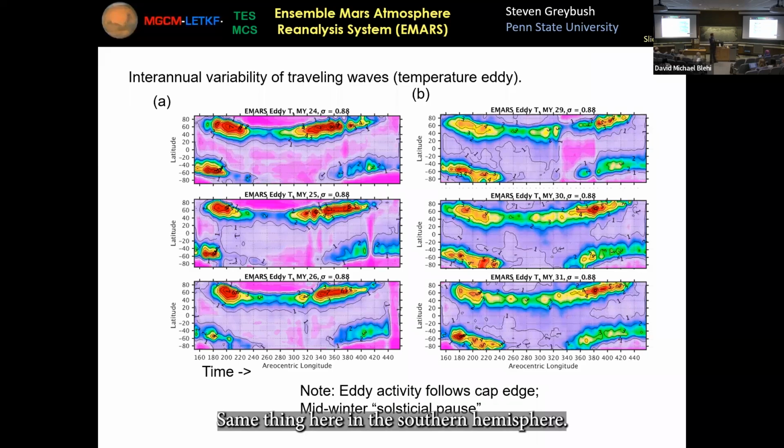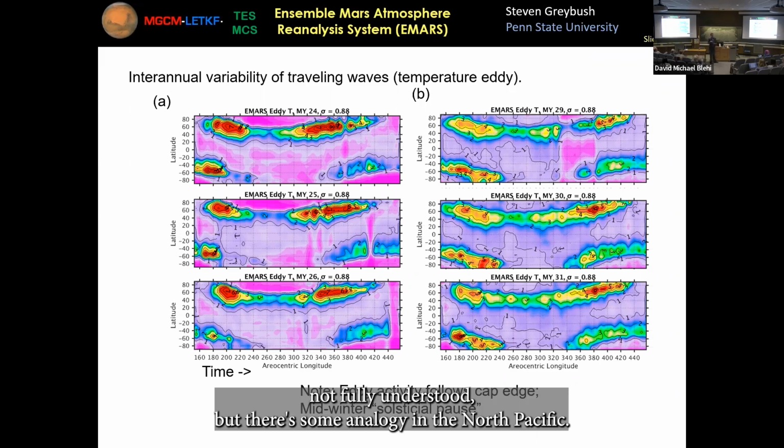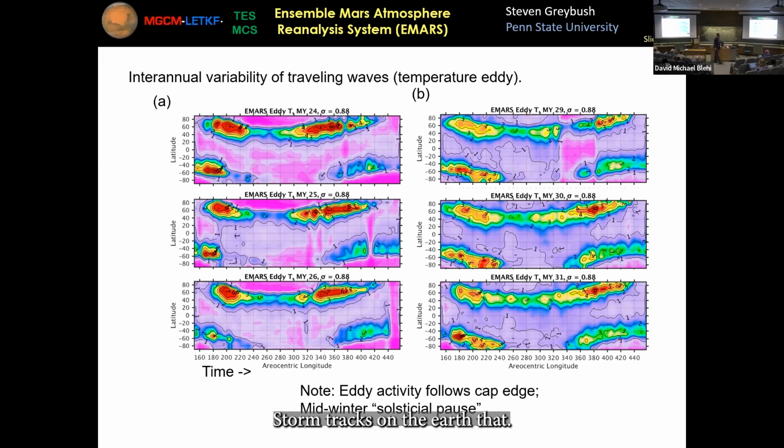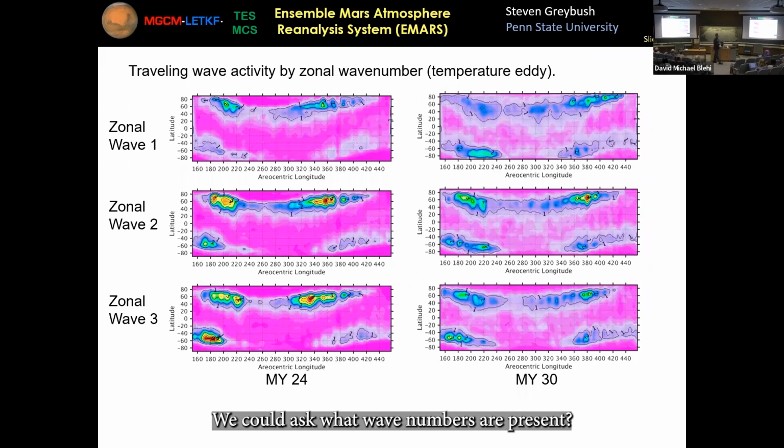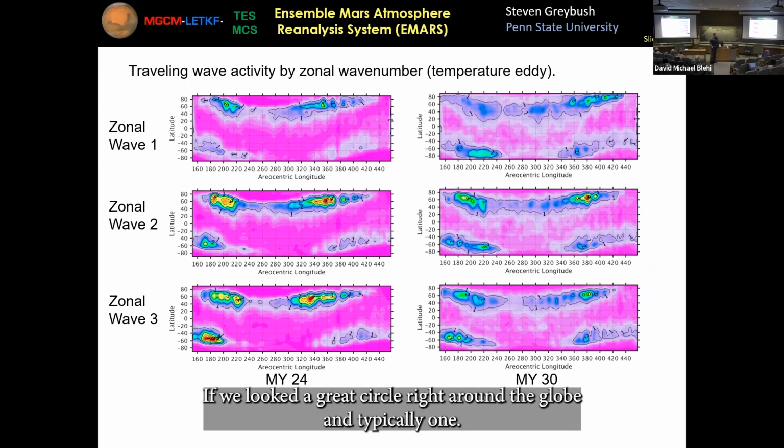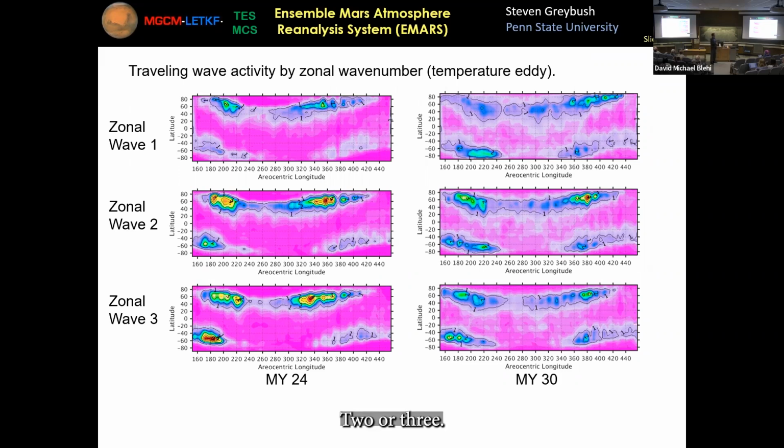Same thing here in the southern hemisphere. Okay, autumn, fall, there's this kind of pause in the winter, not fully understood, but there's some analogy in the North Pacific storm tracks on the Earth for that. We could ask what wave numbers are present. That's how many weather systems we'd see if we looked along a great circle route around the globe. And typically 1, 2, or 3.